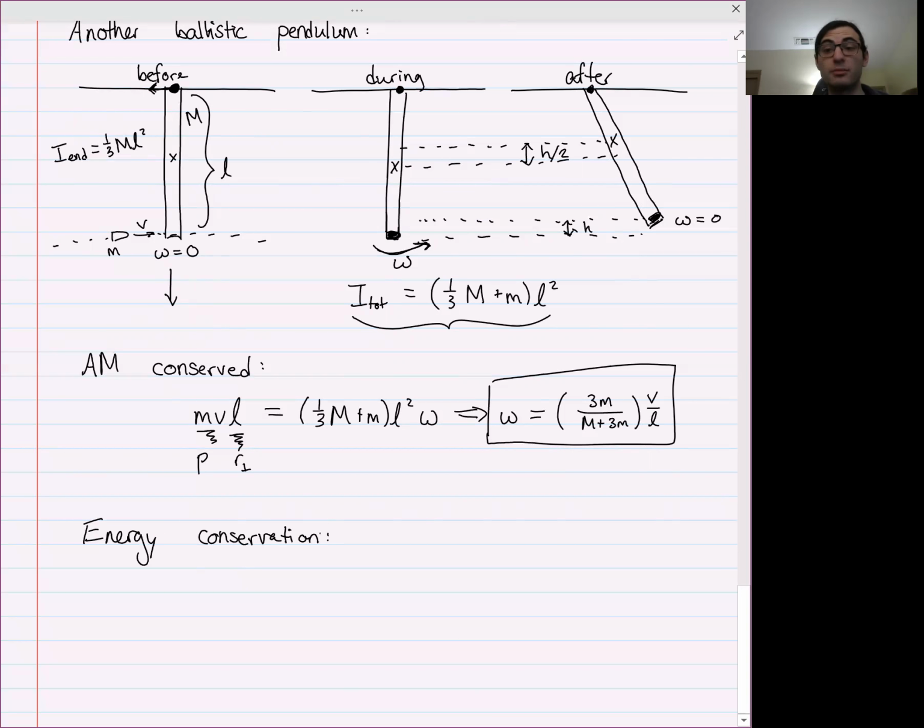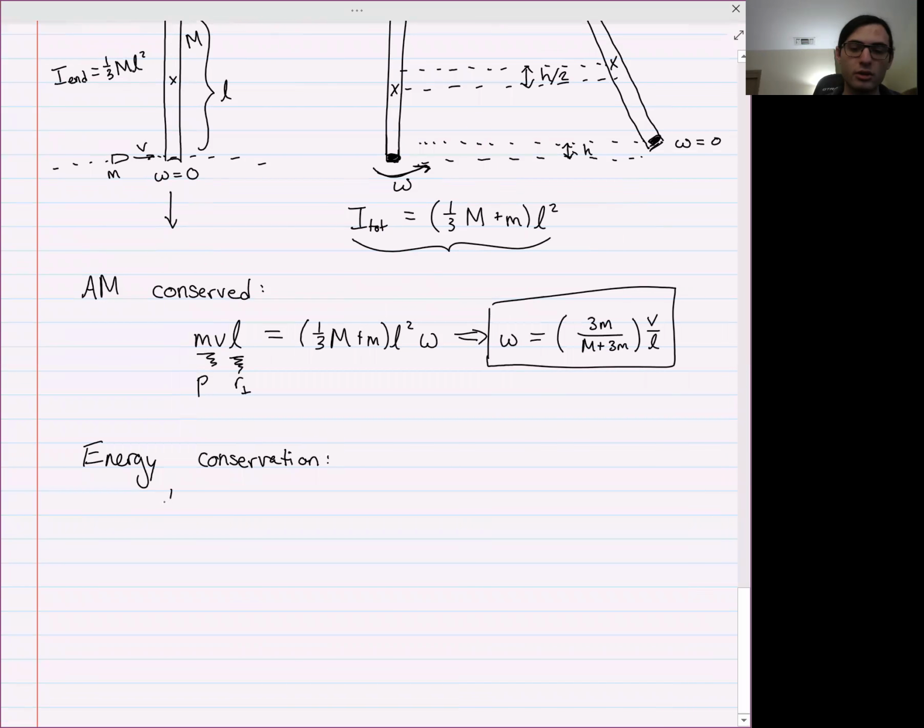So energy conservation: change in potential plus change in kinetic equals 0, because there's no external work here. We can separate that into kinetic energy initial equals potential energy final. So let's write down the initial kinetic energy. It's 1/2, and since this is rotational motion, we phrase the kinetic energy in terms of rotational motion, so it's I times omega squared. The I is (1/3 M plus little m) L squared, the moment of inertia of the system. And then the angular velocity squared, we just plug that in there.